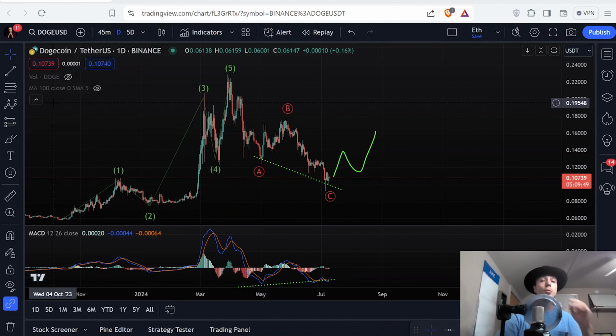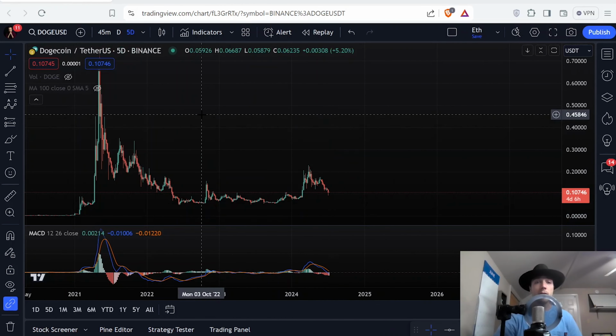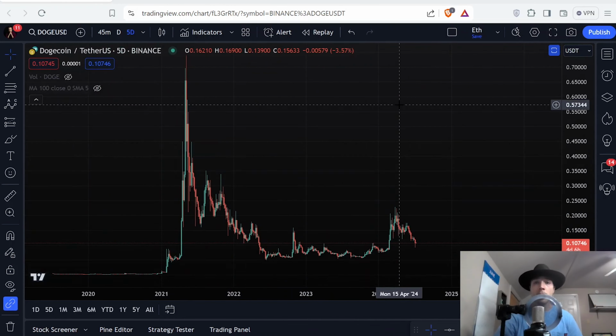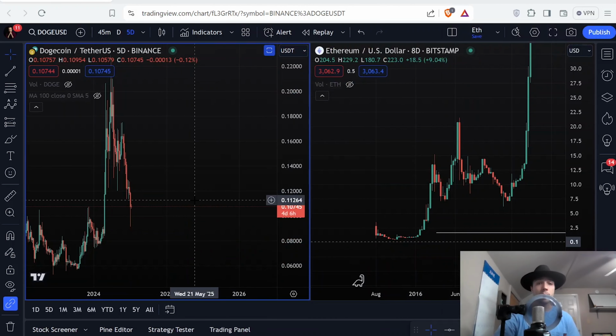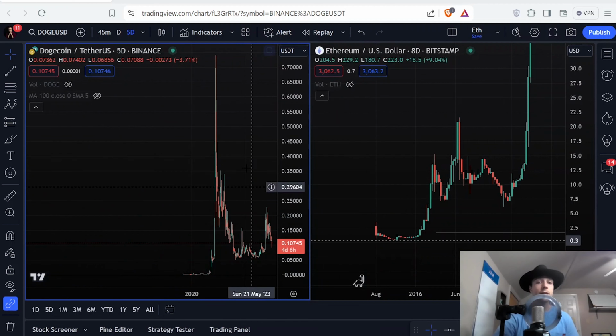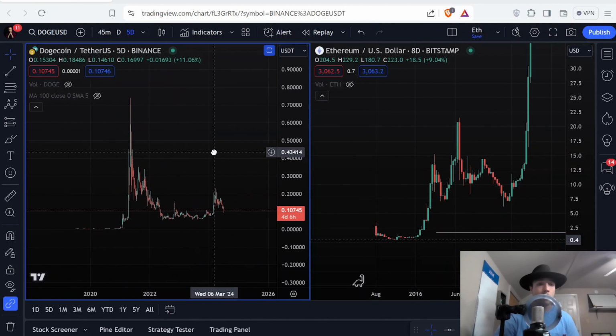The other thing I want to talk about today is the total crypto market cap and Pepe and Solana. So we're going to go ahead and talk about those. But before we do, let's go ahead and remove all the drawing tools on Dogecoin. And I just want to show you exactly how bullish Dogecoin really is in the bigger picture to give you guys an idea of just how much this thing can really pump.